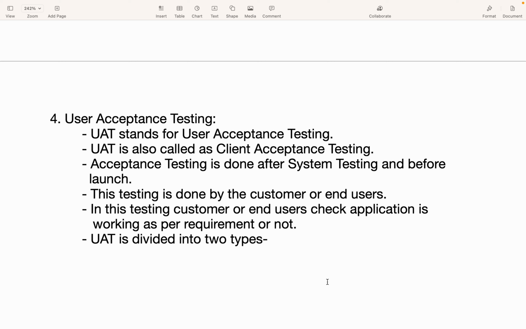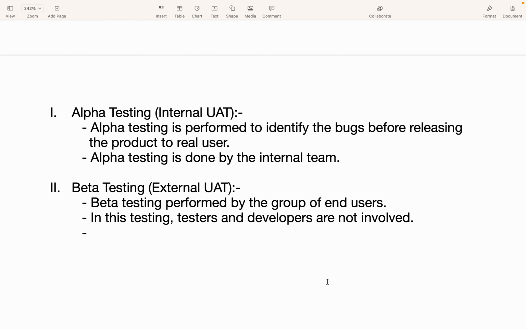UAT is divided into two types. First is alpha and second is beta. Alpha testing is also called internal UAT. Alpha testing is performed to identify bugs before releasing the product to real users. Alpha testing is done by the internal team.